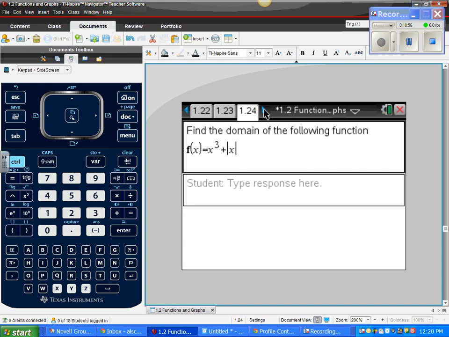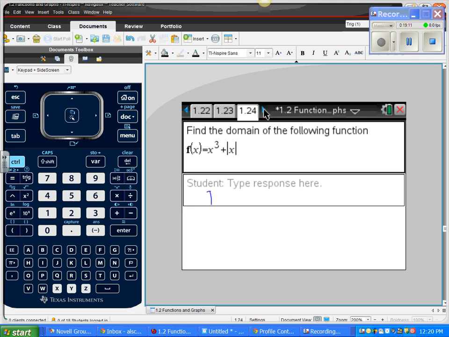All right, so with absolute value, basically you can put any number that you want in for an absolute value. There's nothing that's going to make this function undefined. So our domain is going to be all real numbers. Another way to express this would be from negative infinity to positive infinity.